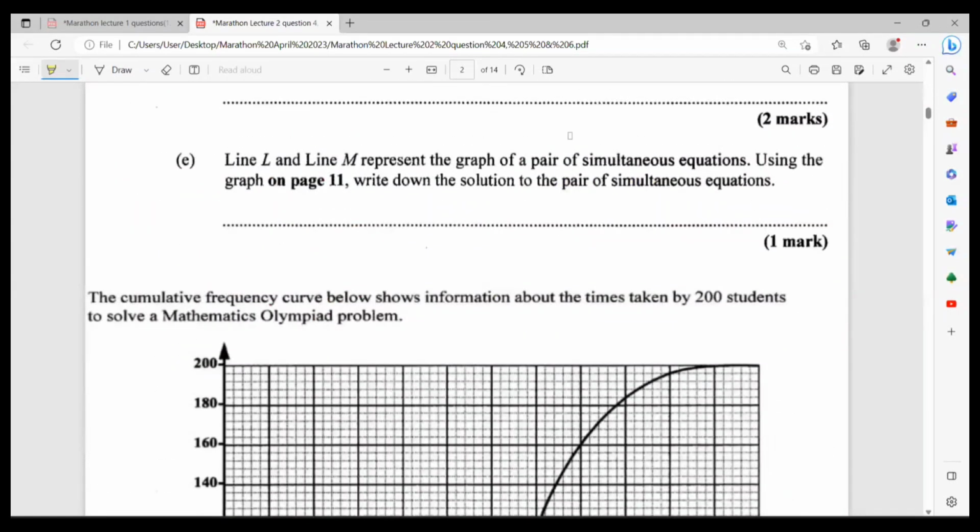All right, now let's look at this part. We're still under the same thing, the E part. It says line L and line M represent the graph of a pair of simultaneous equations. So, very important, using the graph, not by calculation, write down the solution of the pair of simultaneous equations. They said using the graph. So anybody who wants to try to solve it, it's not going to work. They don't want to do that.